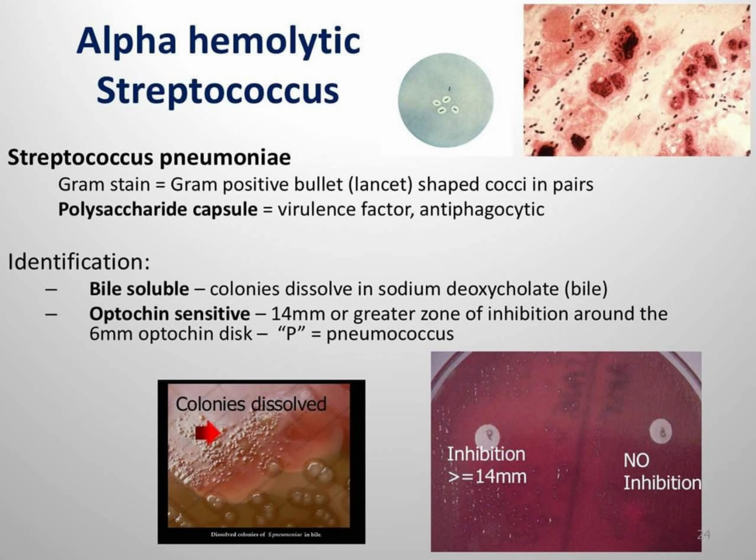Alpha-hemolytic streptococci are a group of bacteria that are able to break down red blood cells partially, resulting in a greenish discoloration of the blood agar. This group includes several species of streptococci that can be found in the human microbiota, including Streptococcus pneumoniae, Streptococcus mitis, Streptococcus oralis, and Streptococcus mutans.